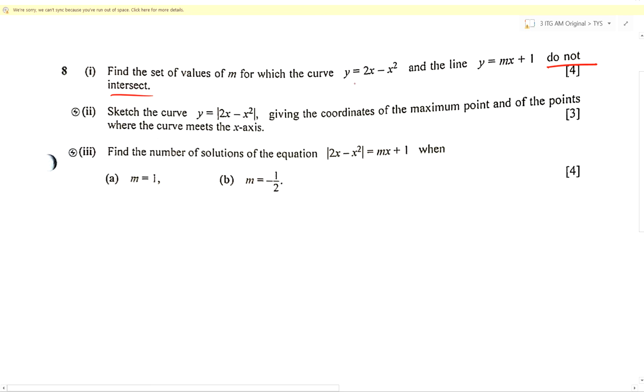So since we have a curve and a straight line, we are definitely not talking about parallel lines where they don't meet, therefore no solution. We're going to be talking about the discriminant being less than 0.